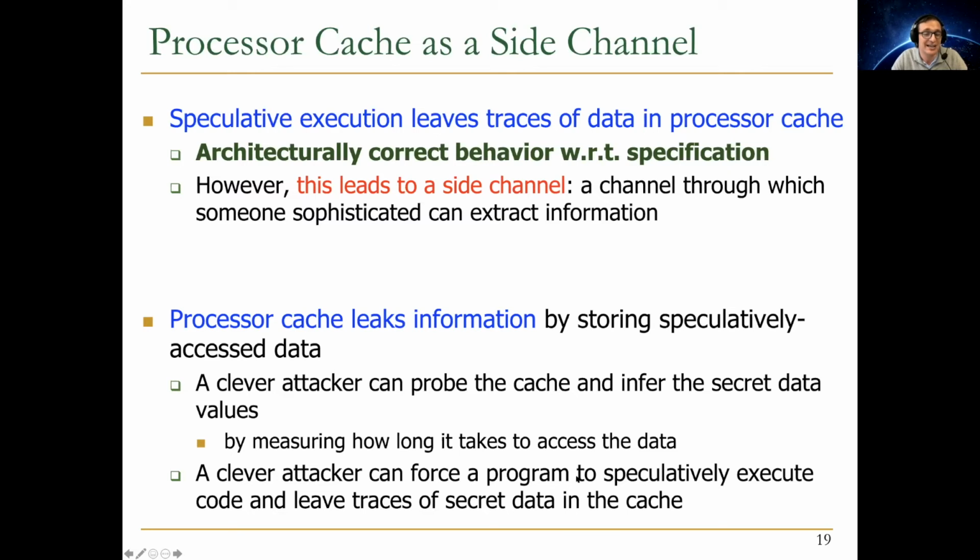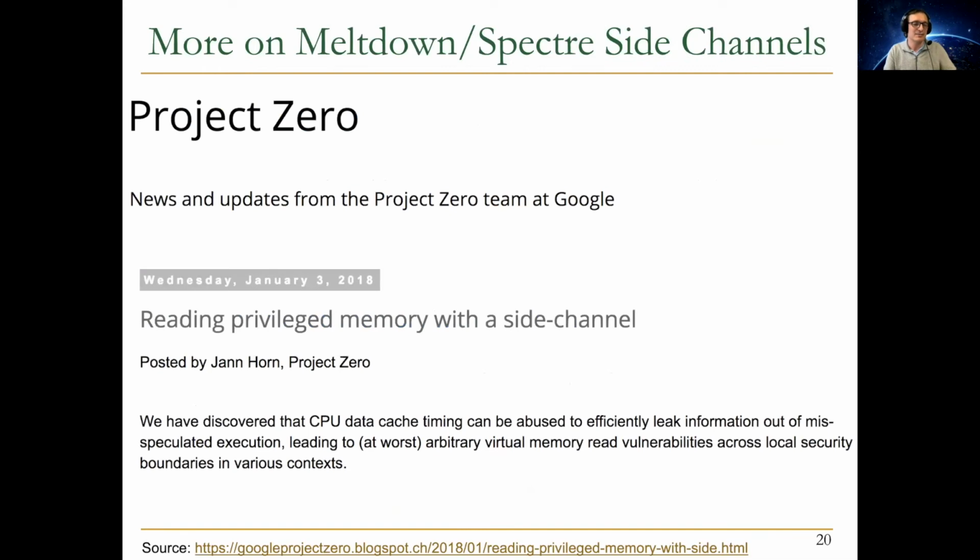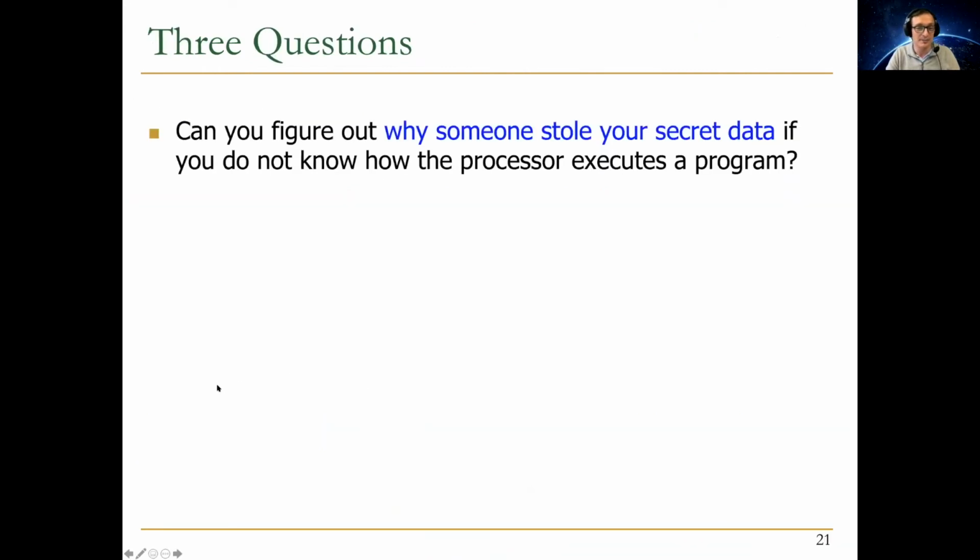So a clever attacker can force a program to speculatively execute code and leave traces of secret data in the cache. So this is a sophisticated attack. This is not an easy attack. RowHammer is much easier actually compared to this, I will say. And this was reported by Google Project Zero, Jan Horn. You can read this. There are also other papers.